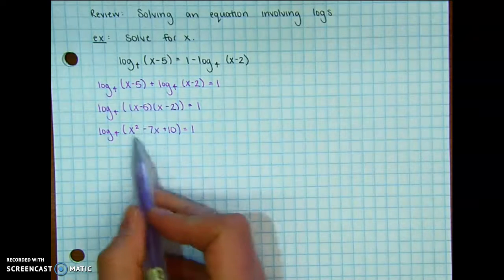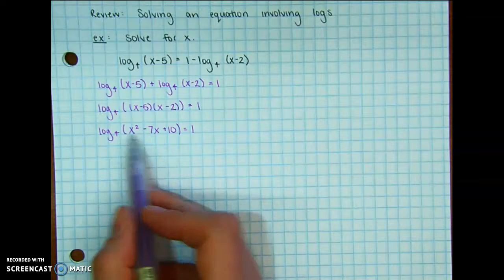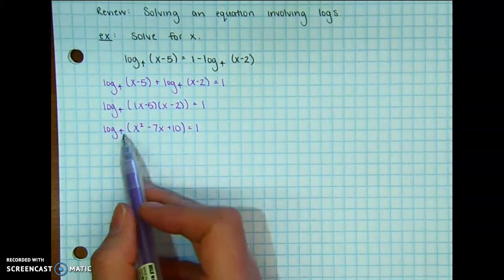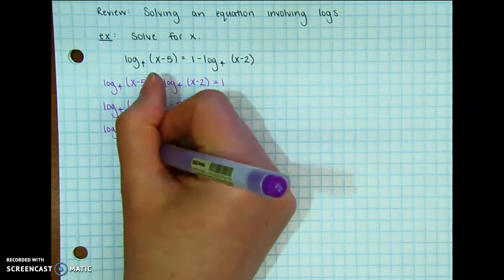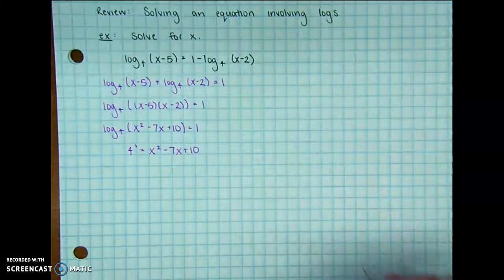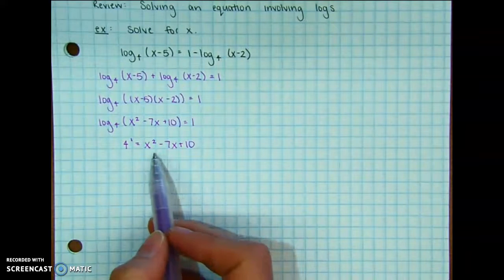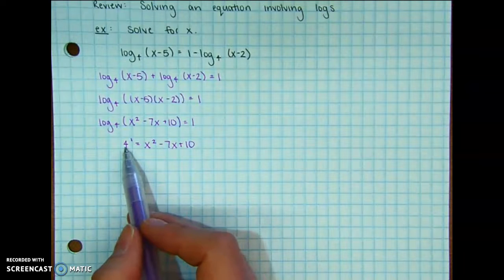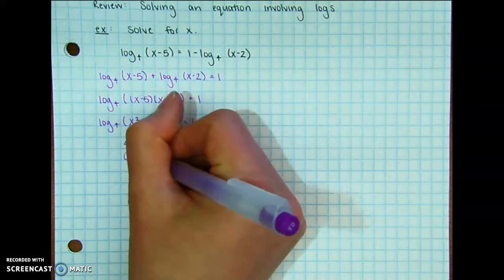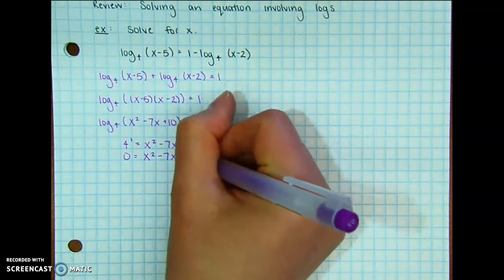Alright, now I want to solve for this, but I can't because we're taking the log, right? So in order to get x by itself, I need to rewrite this in exponential form. So that's going to be 4 to the first power equals x squared minus 7x plus 10. And now your mind should be thinking quadratic, and if we want to solve a quadratic, this needs to equal 0. So this is 4 to the first, so it's just 4. I'm going to move this to the right-hand side. And 10 minus 4 is positive 6.